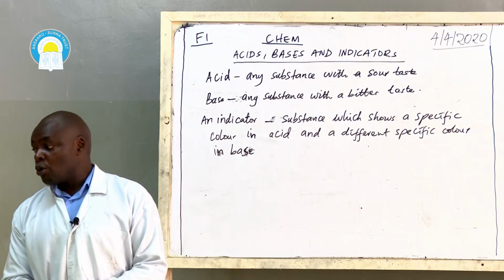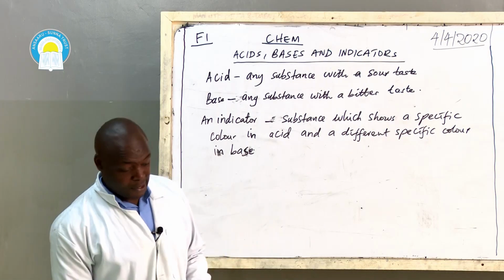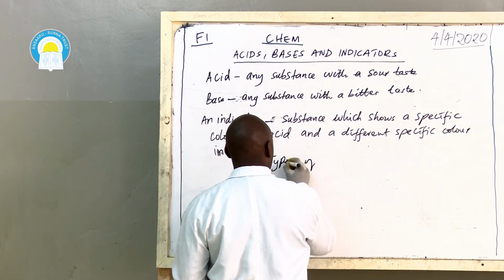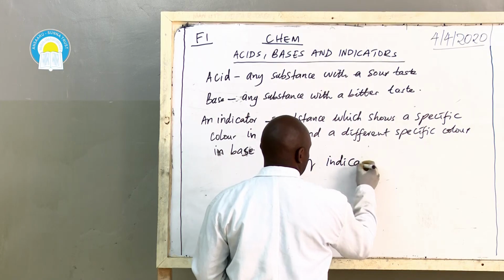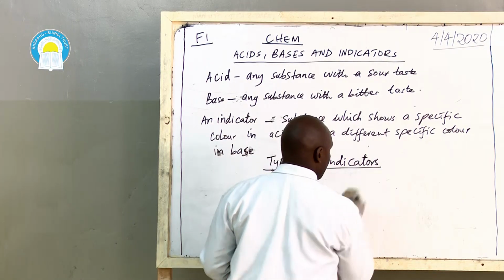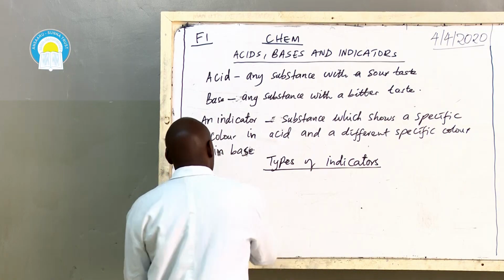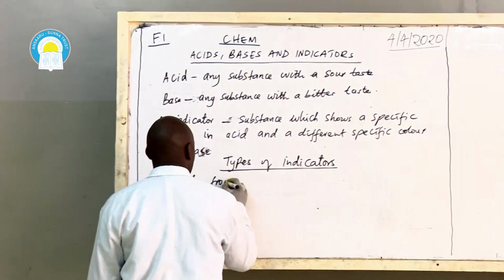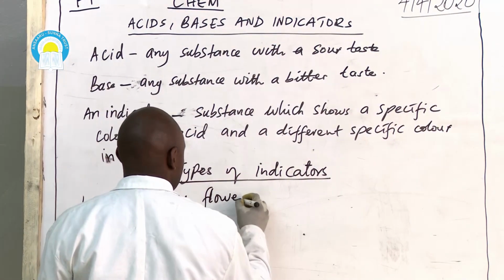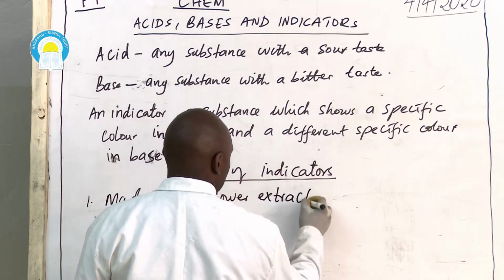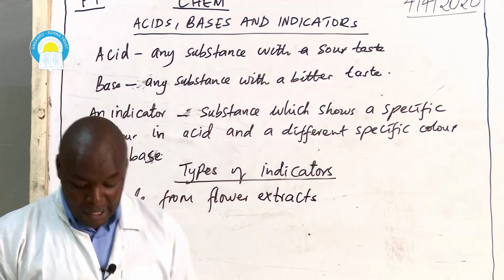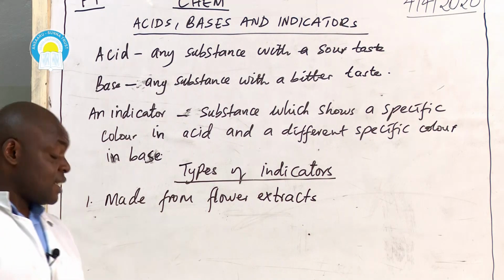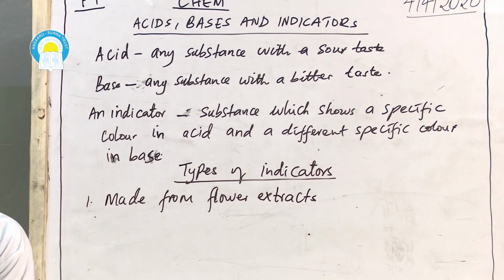So we are going to go through various types of indicators. The first one is indicators made from flower extracts. We look at their advantages, their disadvantages, and then we proceed to the next type of indicator.